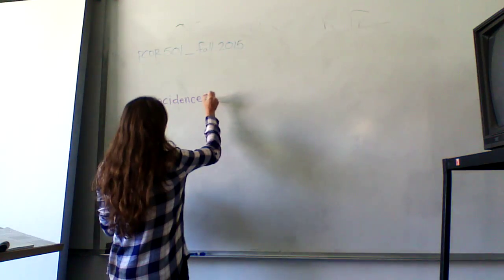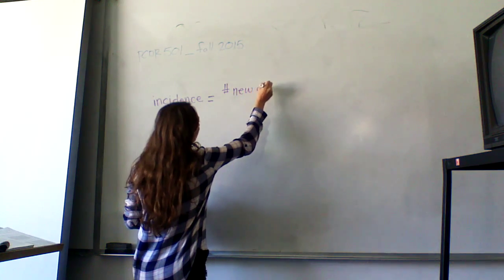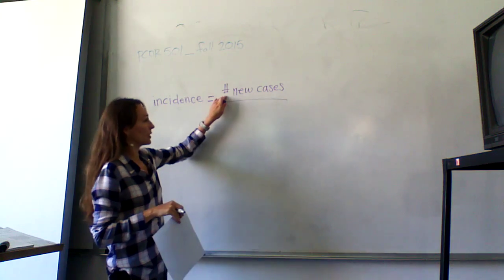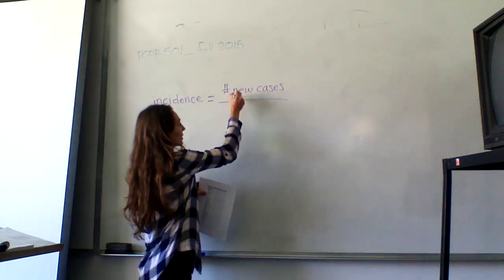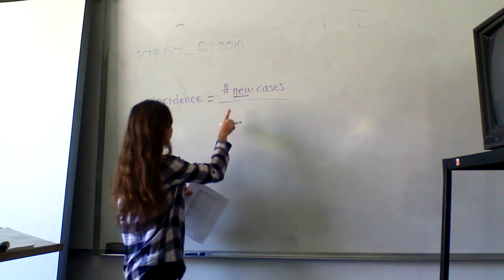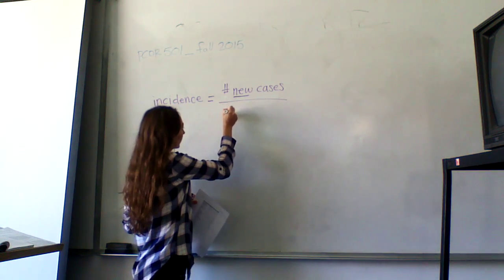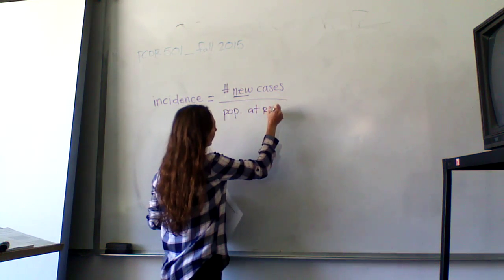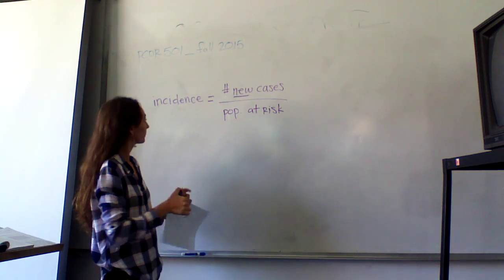Incidence is the number of new cases. So this is a count that you get. And the important thing about incidence was that this is new cases. The denominator for incidence is your population at risk. Okay?